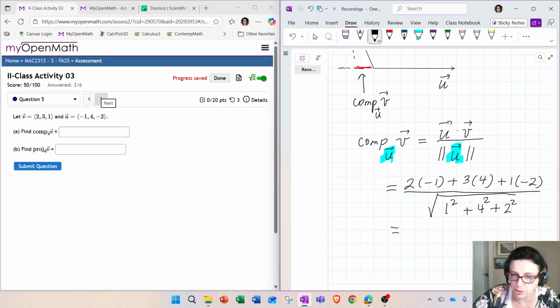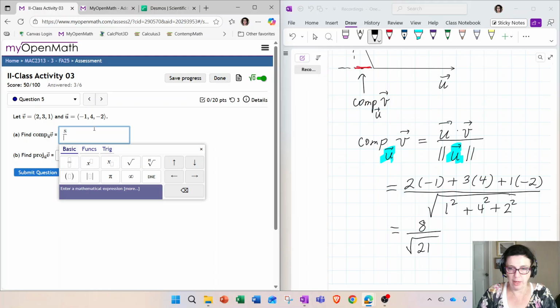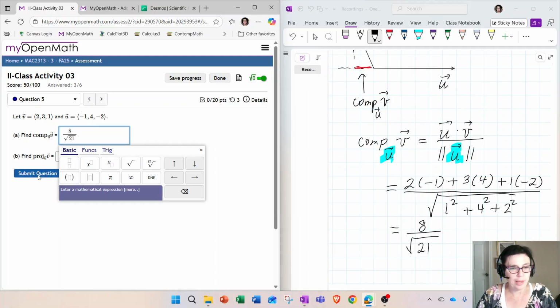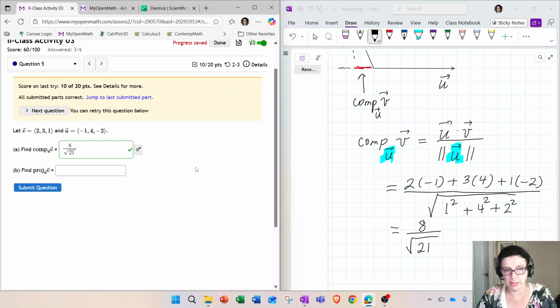That's 10 minus 2. That's 8 divided by square root of, okay, it would be 1 plus 16, that's 17, and then plus 4, 17 plus 4, I think it's 21. So this will be 8 divided by square root of 21. Now, because the dot product is positive, that tells us that the angle was actually acute.